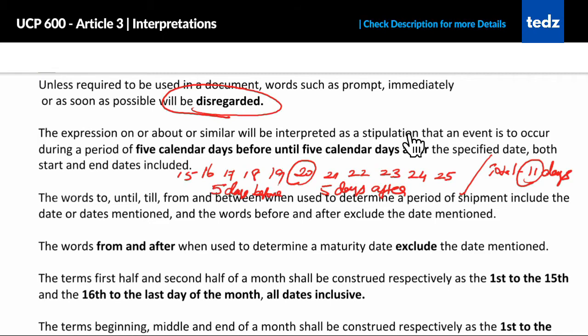When we calculate the period of shipment, when words like to, until, till, from and between are used, then these dates should be included. And when there are words like before and after in calculating the period of shipment, that date should be excluded. So when we come to the maturity date, when the words from and after are used, both the dates should be excluded.